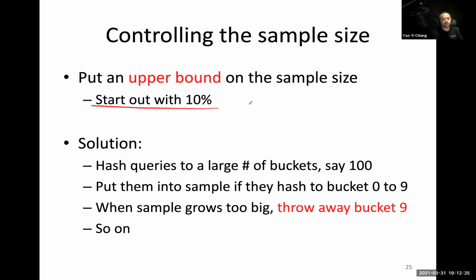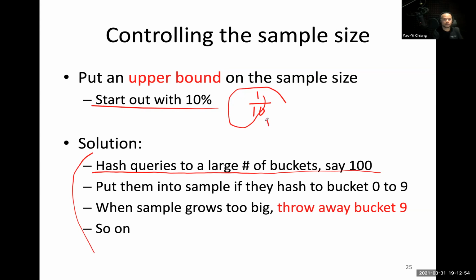Okay, we do not know if we have the memory space to store the 10% of the data that we need, right? It might not be enough. So the solution to systematically throw away the data that you don't need, or the data that's over your memory requirement, is you hash your queries into a large number of baskets, right?